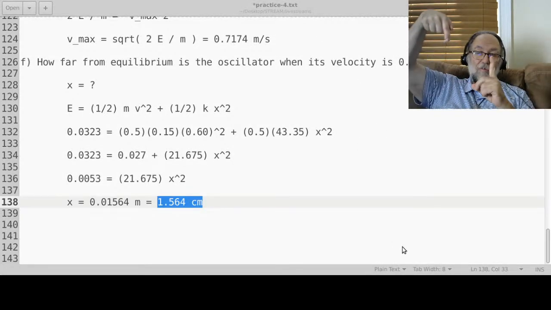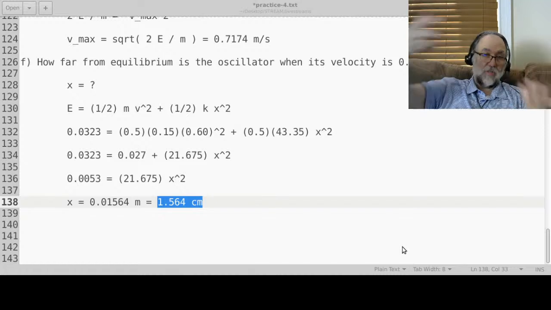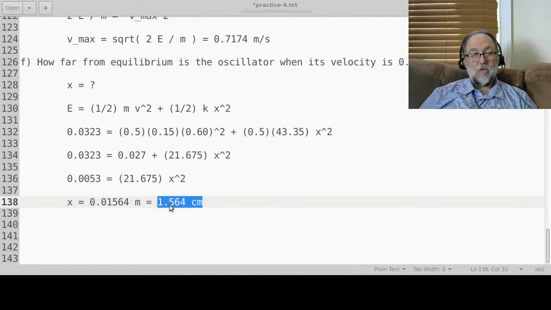Another way to think about it is that from 2.5 centimeter mark, where your velocity is a half, to equilibrium, where it's 0.7, somewhere in between there, somewhere between 2.5 and 0, that's where you're going to hit the 0.6. It turns out to be at 1.564 centimeters. Okay, so just thinking about it this way, it helps you to at least eliminate incorrect answers and make sure that you didn't make any mistakes.